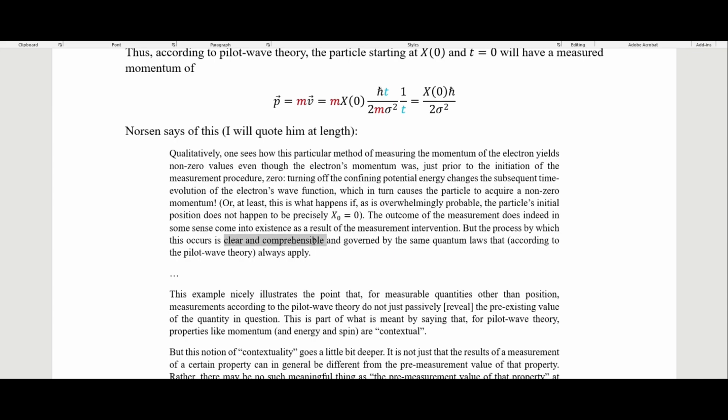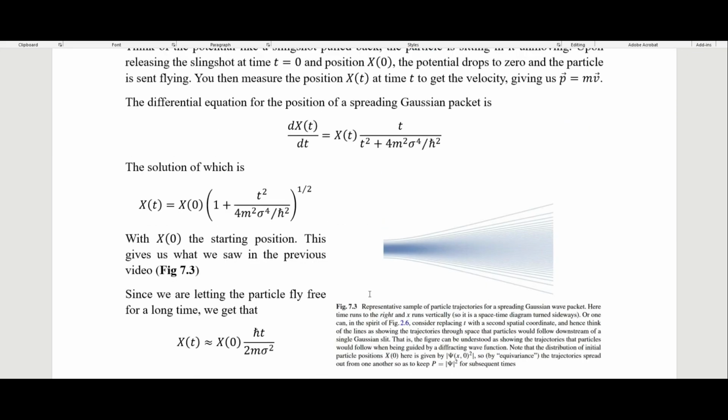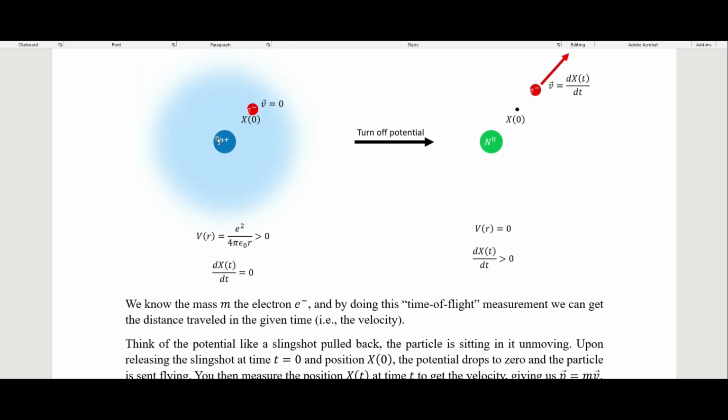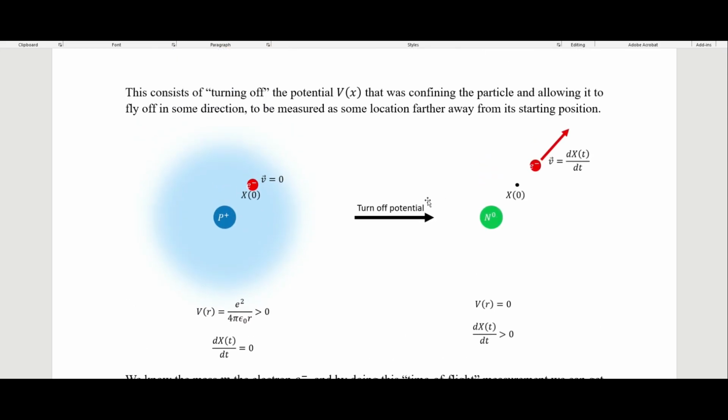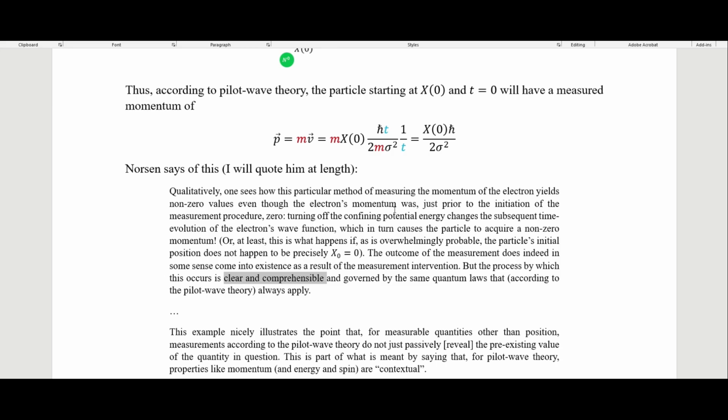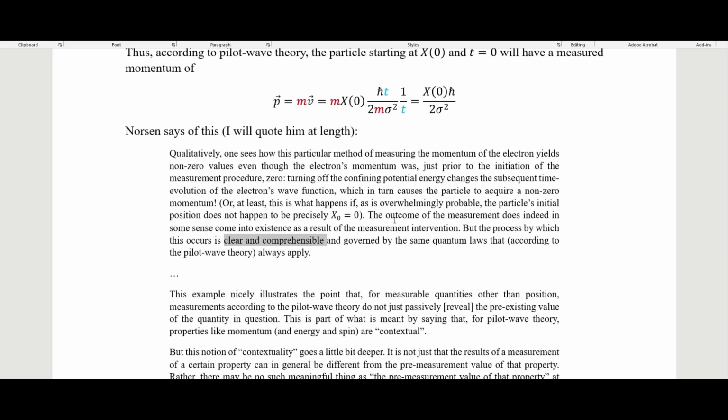What he means by clear and comprehensible is we can think about it in this way that I said, where it's almost like a slingshot, where we're turning off this potential and it starts flying. So there's not some weird, mysterious, Copenhagen interpretation type thing of it having and not having momentum at sort of the same time.